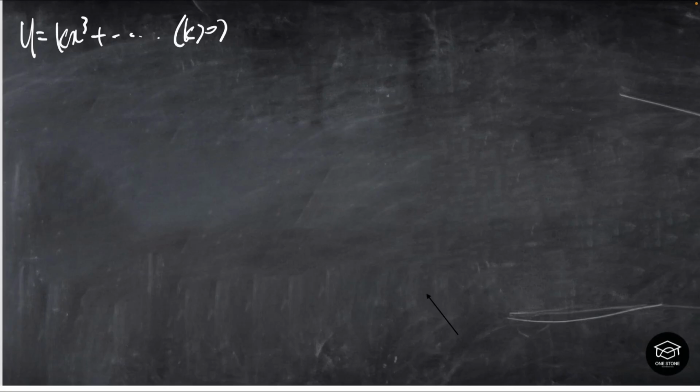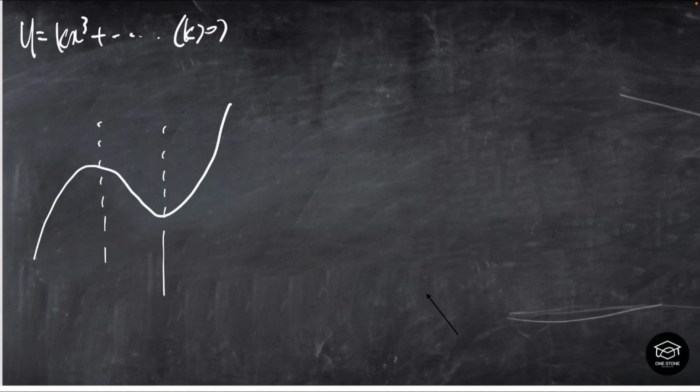In the first case, the graph has both a local maximum and a local minimum. It rises from the lower left, reaches a peak at the local maximum, then falls down to a valley at the local minimum, and finally rises again toward the upper right.